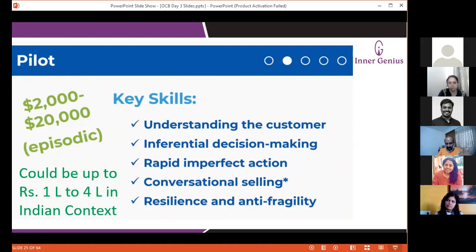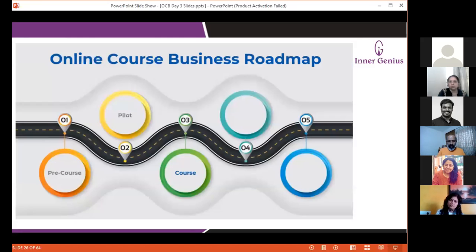So from there: take rapid, imperfect action and move forward. Conversational selling is a skill we need to develop, and it is very important. We need to be resilient and anti-fragile internally. This is what is essential. So if someone goes through the course that I would offer some time from now, all these skills will improve because they will start learning and refining them, even if they don't launch the pilot. But launching the pilot is the critical part. So from pre-course to pilot, from pilot it goes to the course.